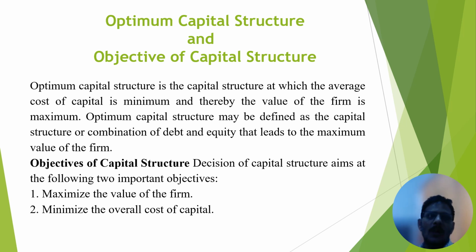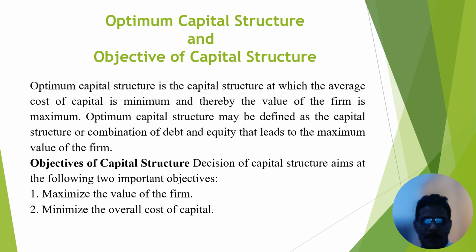Now, optimum capital structure. Under this slide, we cover two parts: optimum capital structure and objective of capital structure. The optimum capital structure means what? It is the capital structure at which the average cost of capital is minimum. Thereby, the value of firm is maximum. This is the main concept.